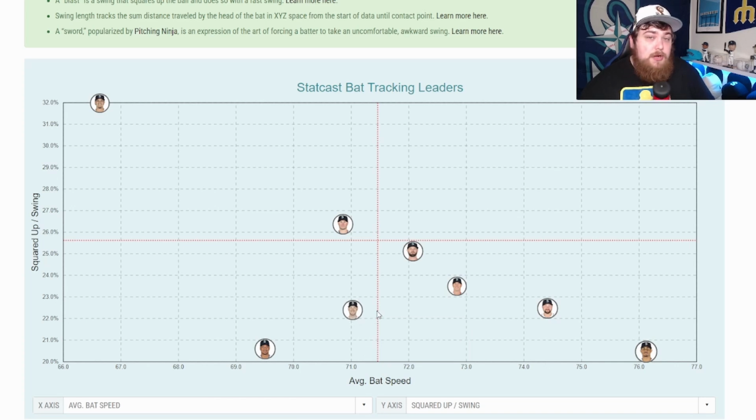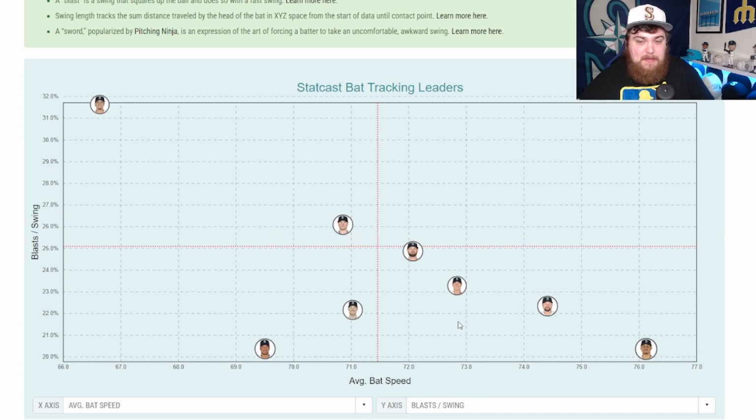And there are other options for what you could set the axes to. I would like to keep the x-axis as average bat speed, but a couple other options you have are number of swings, number of squared up swings, blasts, which we'll look at in just a second, and swing length, so it would be your speed and your length put together. You have swords, number of whiffs, etc. So we're going to look at a couple of those.